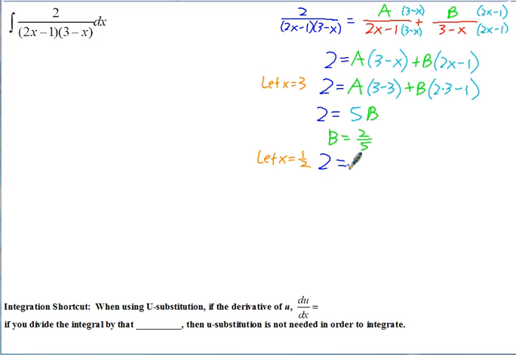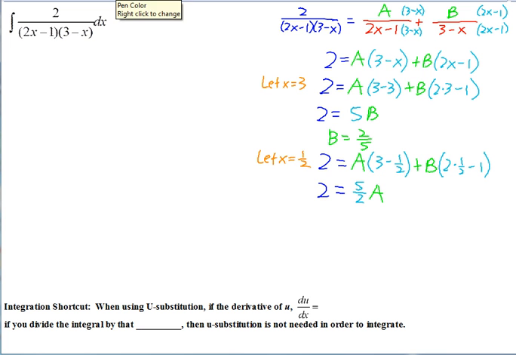2 equals a times 3 minus 1/2 plus b times 2 times 1/2 minus 1. So we get 2 equals, so 3 is the same as 6 halves minus 1/2, which gives you 5 halves. That's a. And 2 times 1/2 is 1 minus 1, that's 0, so that eliminates the b's.